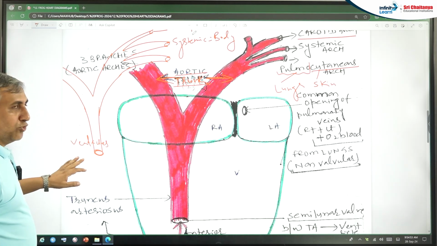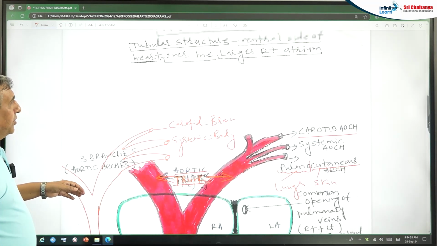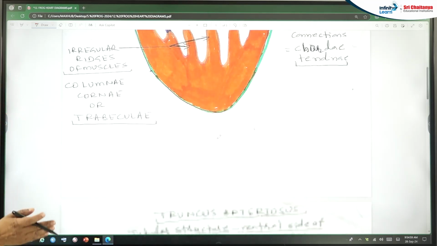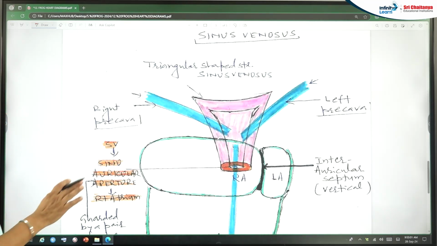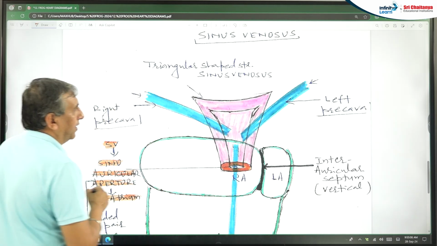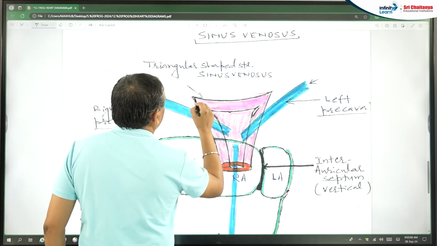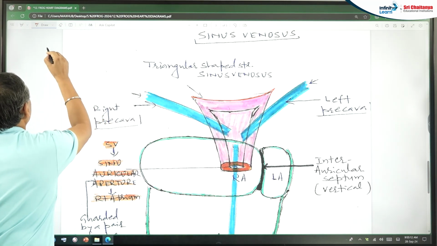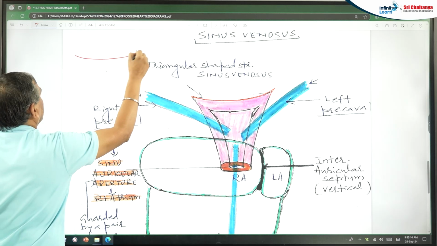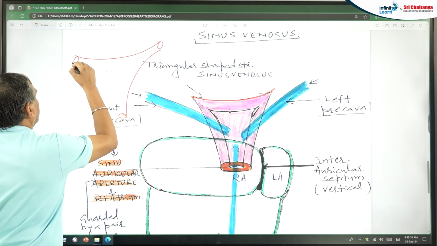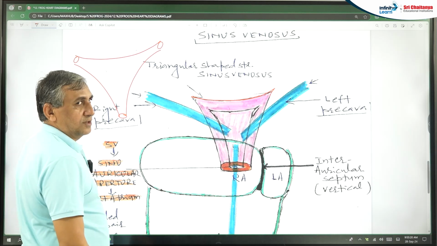Now coming on one more diagram, that is the sinus venosus. So what is sinus venosus? Again very important. Sinus venosus is a triangular shaped structure. I used to draw like this. Sinus venosus, it's a triangular shaped structure.